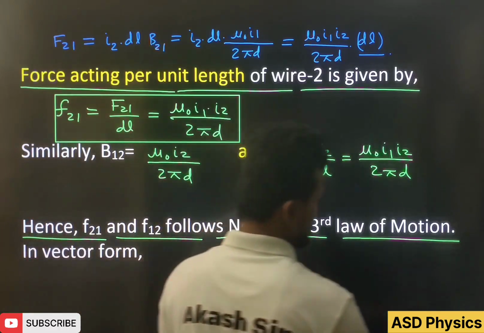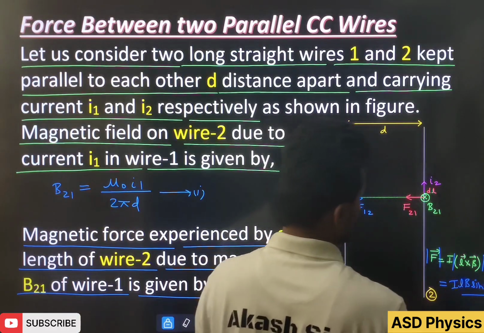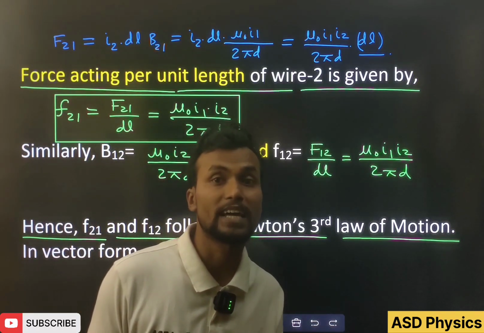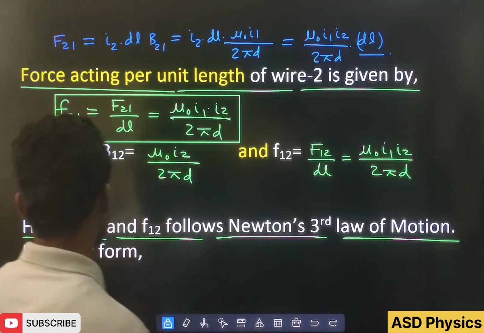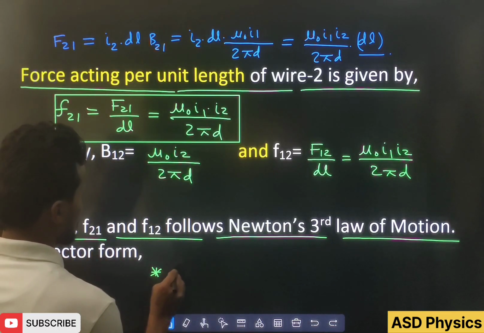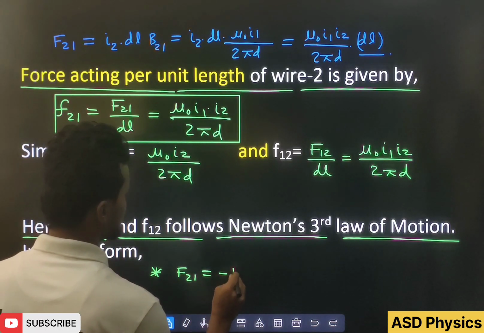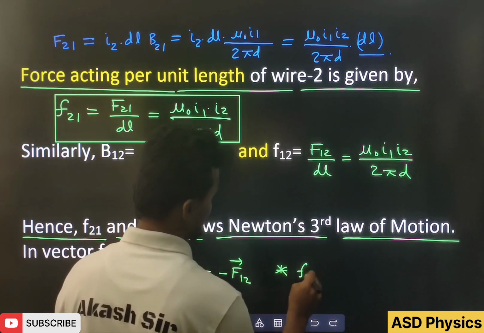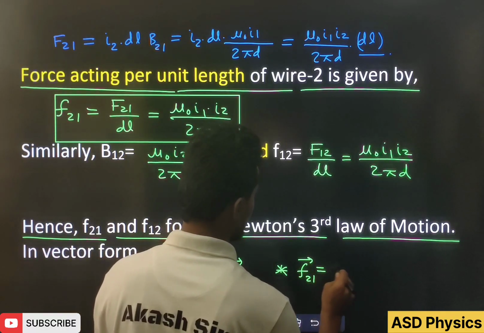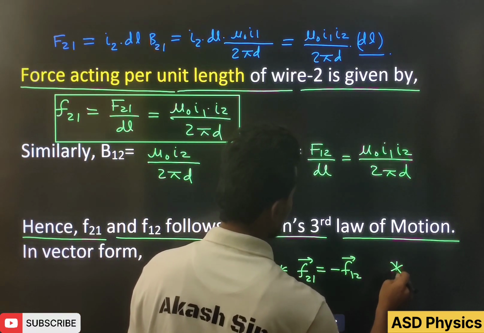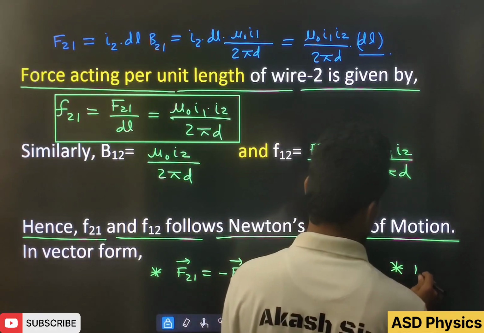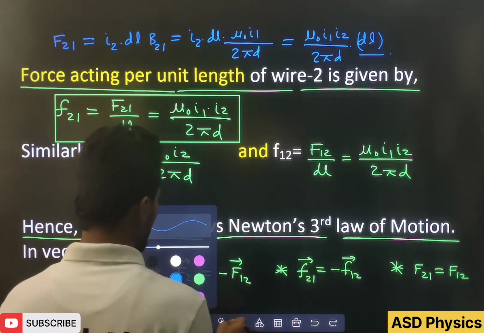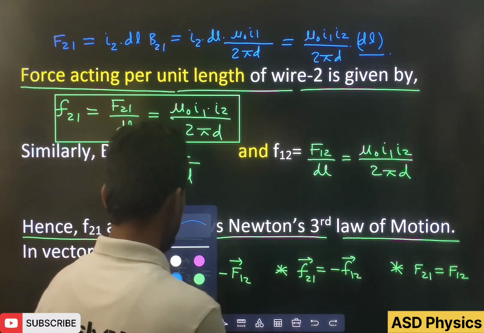Hence F21 and F12 follow Newton's third law of motion. We can see very well that both the forces are attracting each other, and you know very well, according to Newton's third law of motion, action reaction forces act on two different bodies in opposite direction. So in vector form, I can write the formula like this: F21 is equal to minus of F12, direction opposite. In per unit length form also, F21 is equal to minus of F12. And if I write just the magnitude on dl length of each one, magnitude wise F21 is equal to F12. I did not put the vector sign here. So this thing we have covered.